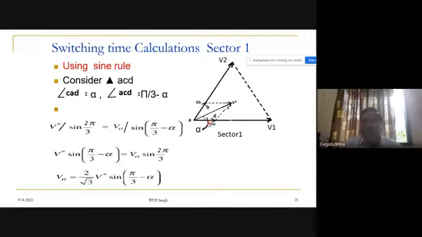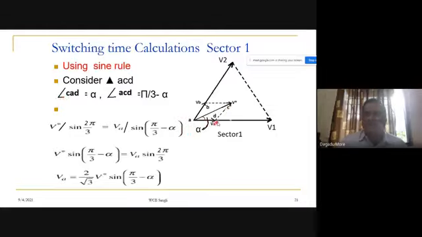Here, VA is nothing but V star resolved along V1. Similarly, VB is nothing but V star resolved along V2. Now we can just have a triangle. Let us consider the first triangle.